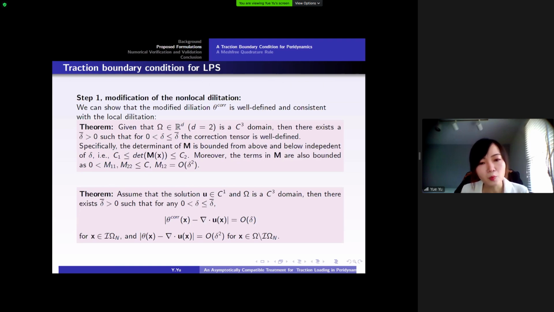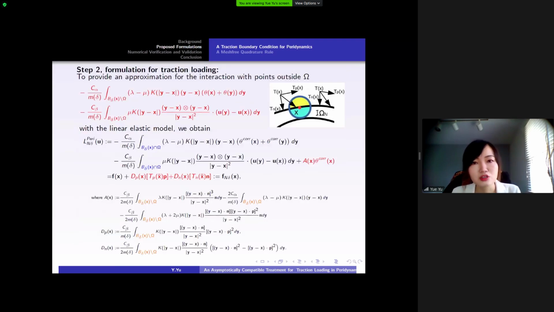Moreover, we can show that when we have a C1 solution U, this corrected nonlocal dilatation is still consistent with the local dilatation. That means it converges to the local dilatation with first order in delta. So that is for the nonlocal dilatation. What about the momentum balance equation?